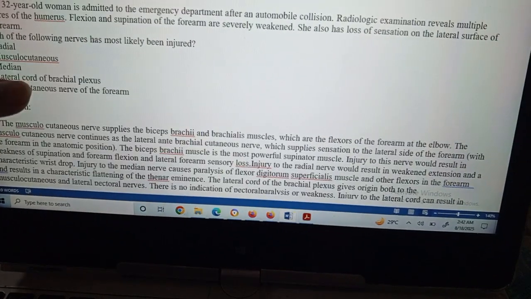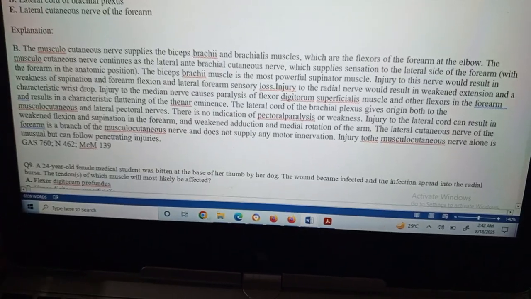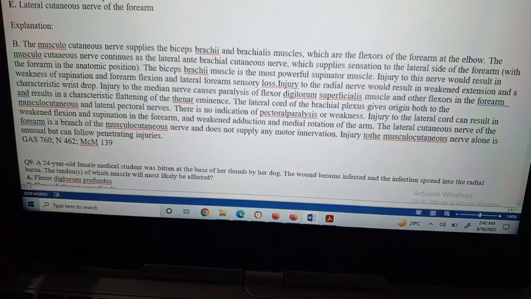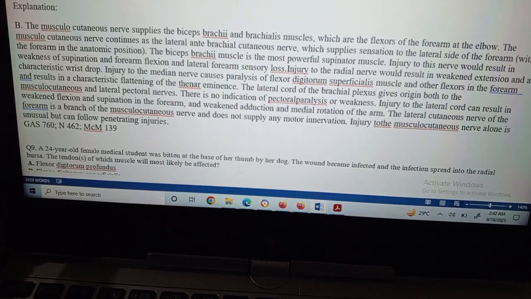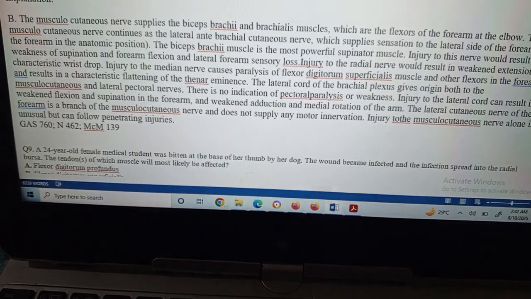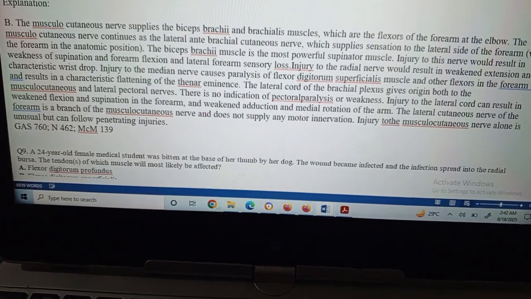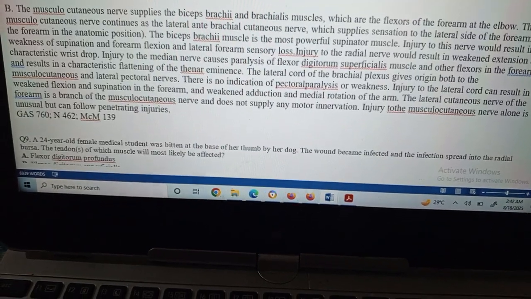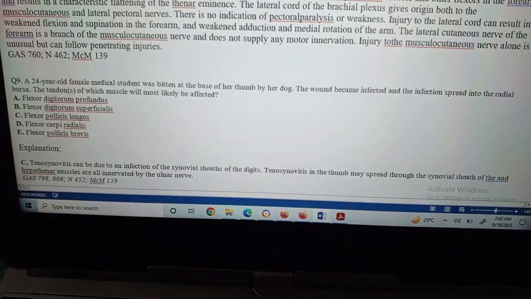Okay. Injury to the median nerve causes paralysis of the flexor digitorum superficialis muscle and other flexors in the forearm. The lateral cord of the brachial plexus gives origin to the musculocutaneous and lateral pectoral nerve. There is no indication of pectoral paralysis. Injury to the lateral cord can result in weakened flexion and supination. Okay? Here are also a few MCQs that can be asked to you alternatively.